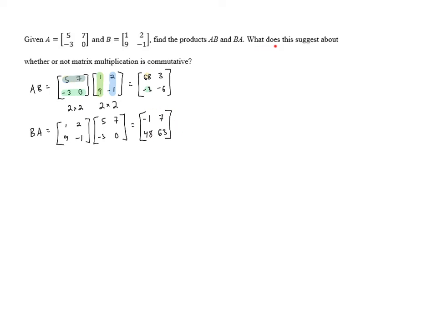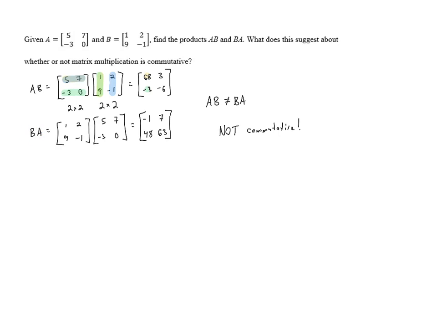And we're asked, what does this suggest about whether or not matrix multiplication is commutative? Well, here we can say that AB is definitely not equal to BA, and so we know that matrix multiplication in general is not commutative. This means that if we're asked to calculate a product of matrices like AB, the order matters, and we can't switch the order to do BA.